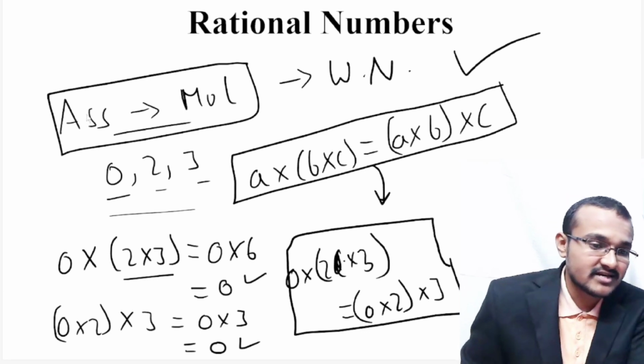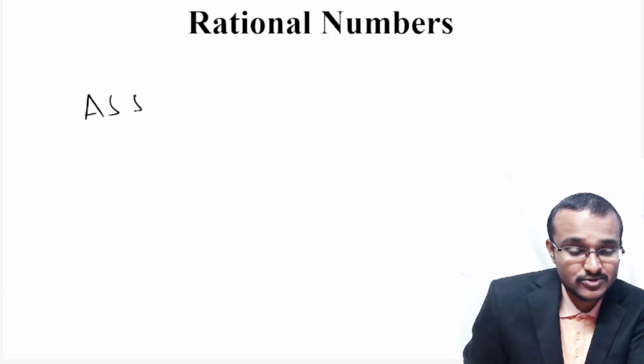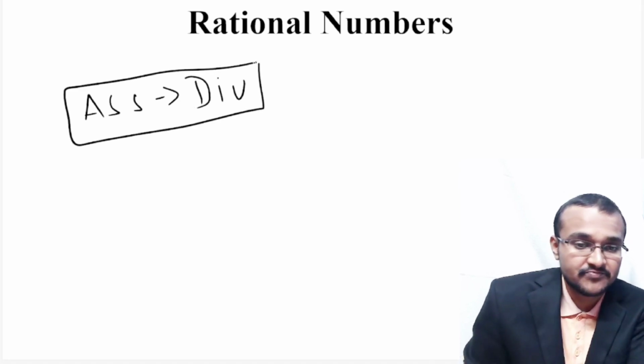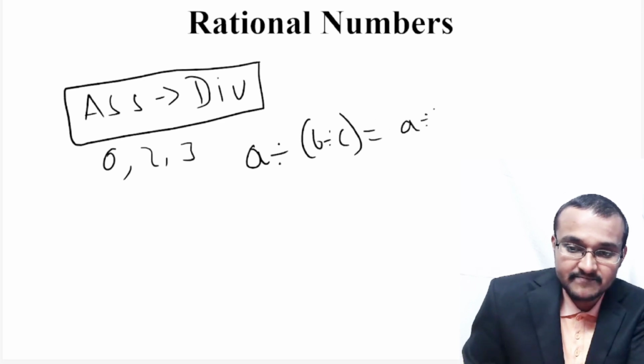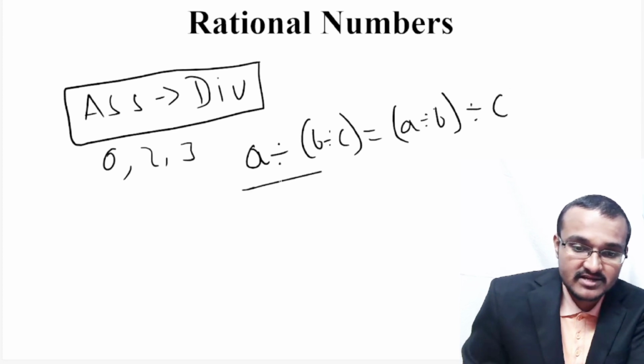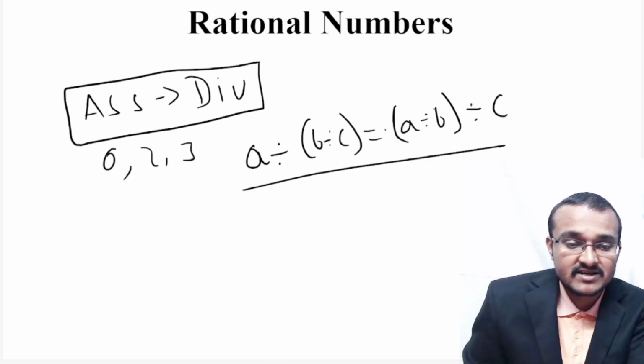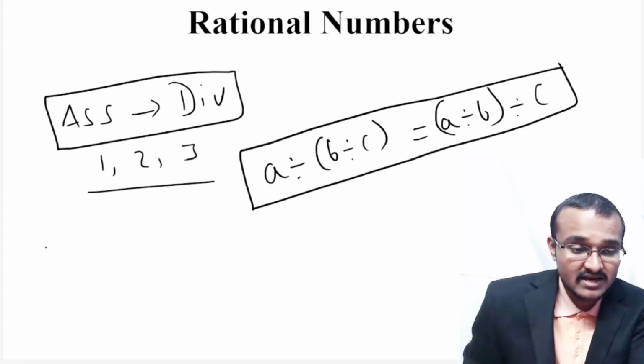Coming to the associative property under division for these whole numbers, let us consider 0, 2 and 3 as our example. So here a divided by (b divided by c) should be equal to (a divided by b) divided by c, where c should be outside. If this particular condition is satisfied, then the associative property under division will be satisfied. Let us check whether these whole numbers satisfy it or not.